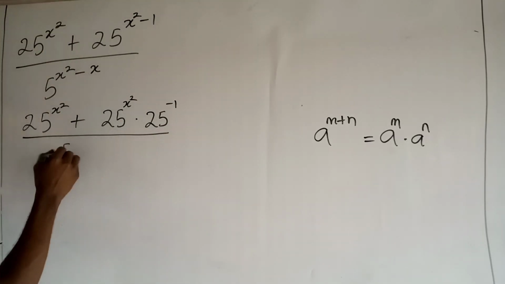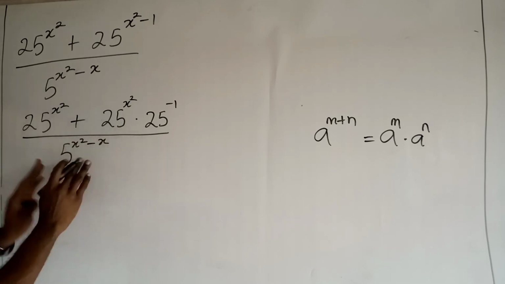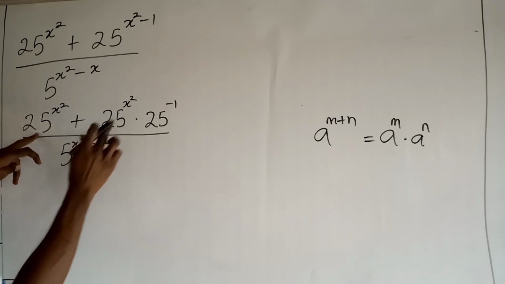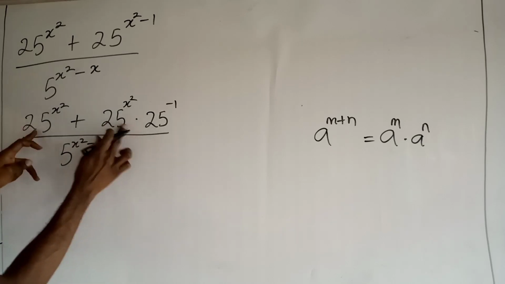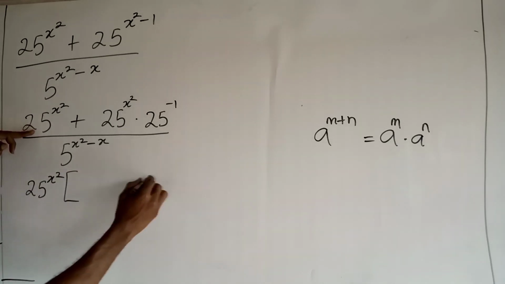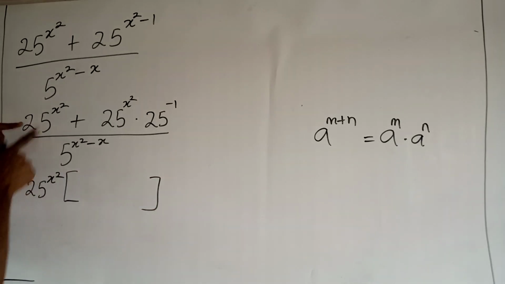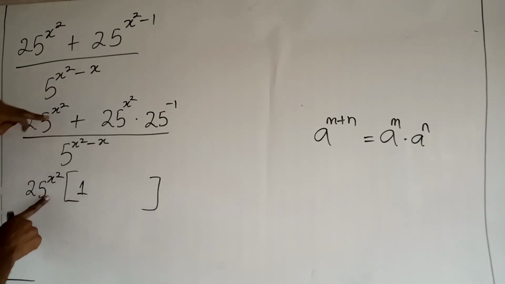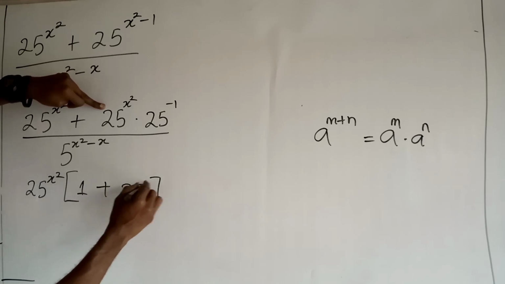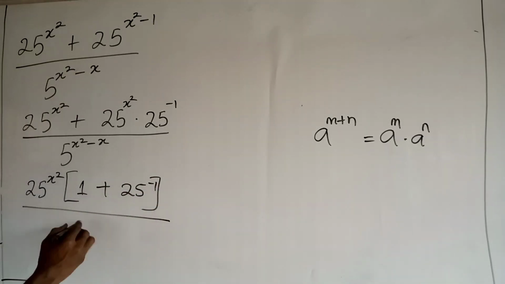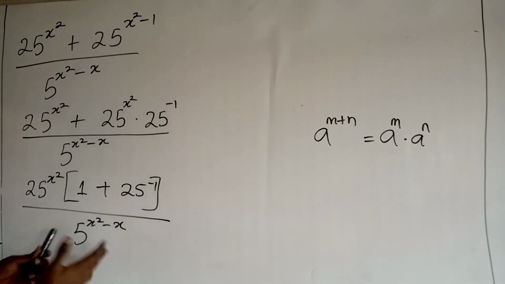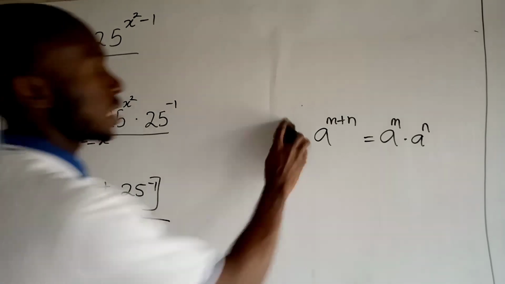Then all over 5 to the power x squared minus x. Leave this guy like this, okay? Now you can see on the numerator, this guy and this guy have a common factor. So I'm going to factor it out. So I have 25 to the power x squared as a factor here. So if 25 to the power x squared divides this guy, I'll have 1. If it divides this guy, I'll go out with this one. So I have plus 25 to the power minus 1 all over 5 to the power x squared minus x. Okay, I hope it's clear from this point. So let me take off these guys from here.